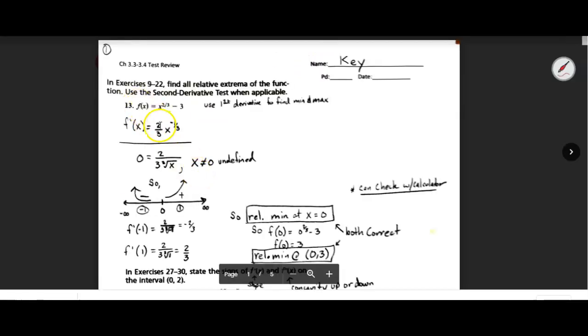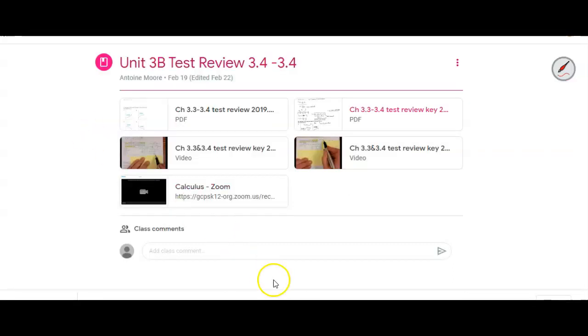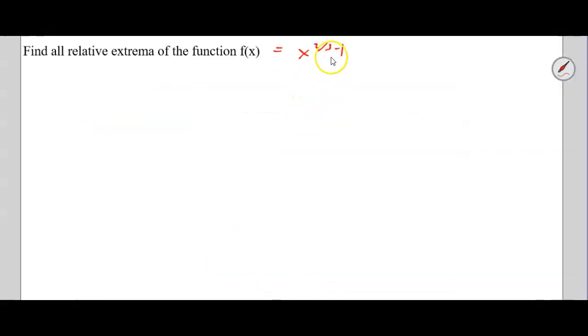Here's the reason why. I went to our test review, and the only difference is this went from a minus 1 to a minus 3. The test review is minus 3. On the actual test, it was minus 1. Same problem. But anyway, same rules apply. We should have been able to do it.